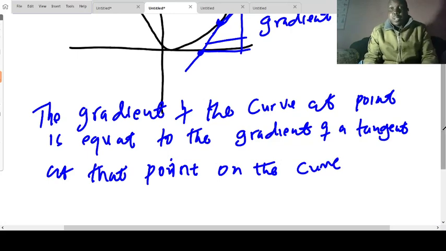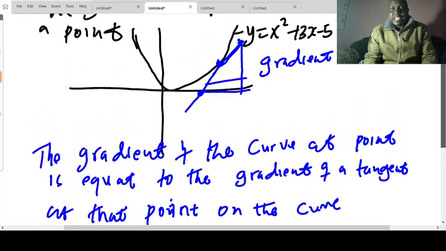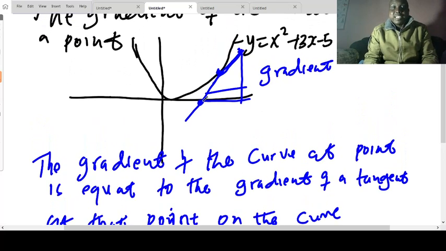So if I am able to calculate the gradient of this tangent, I will have the gradient of the curve y equals x squared plus 3x minus 5. So just draw a tangent, you get the gradient. How do you get the gradient? We have said gradient is equal to change in y over change in x, right?